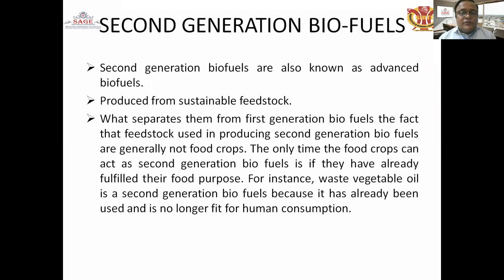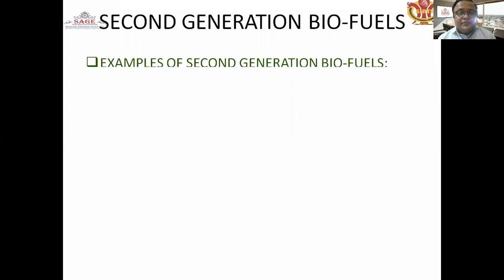Second generation biofuel, also known as advanced biofuels, is produced from sustainable feedstock. What separates them from first generation biofuels? The feedstock used in producing second generation biofuels is generally not food crops. The only time food crops can act as second generation biofuel is if they have already fulfilled their food purpose. For instance, these vegetables are second generation biofuel because they have already been used and are no longer fit for human consumption.